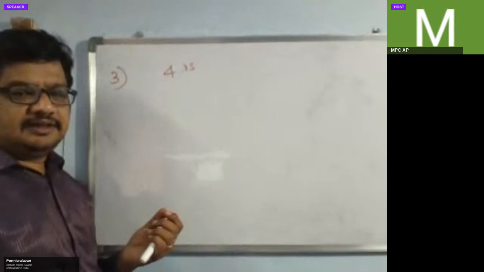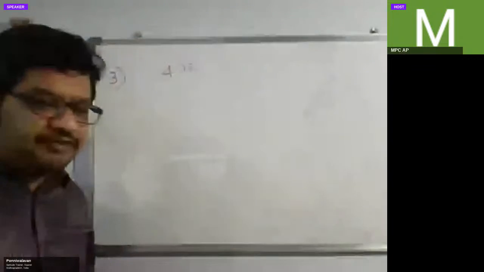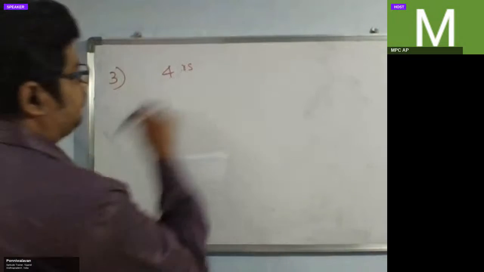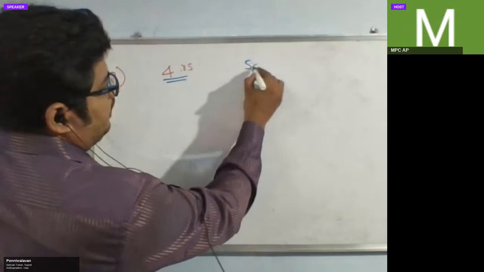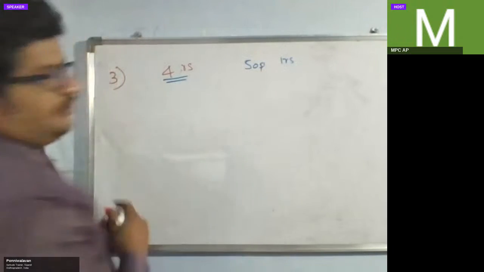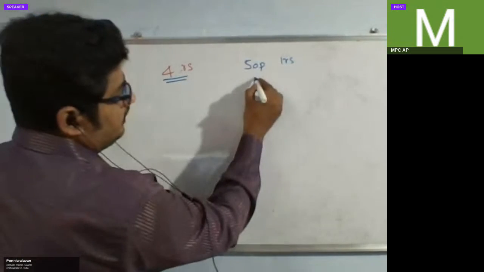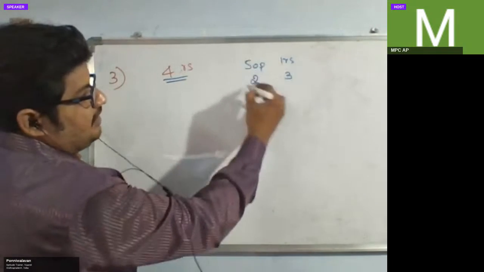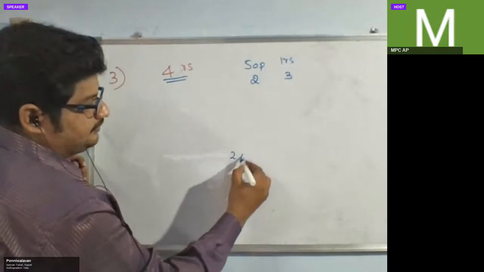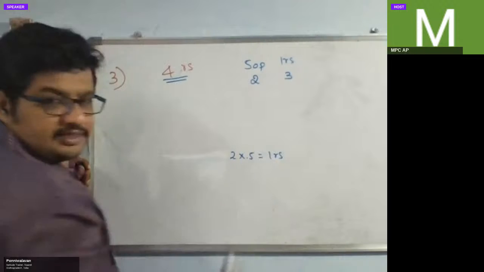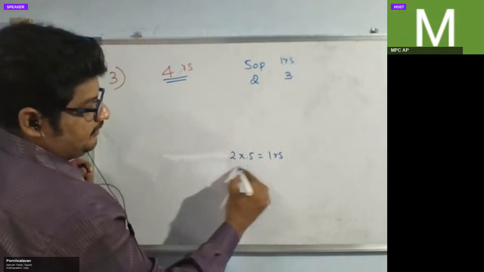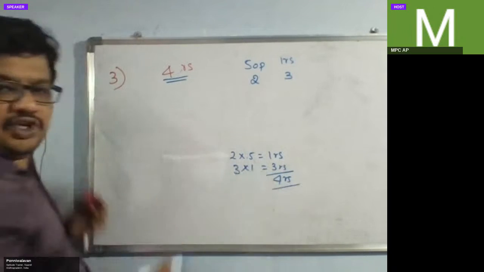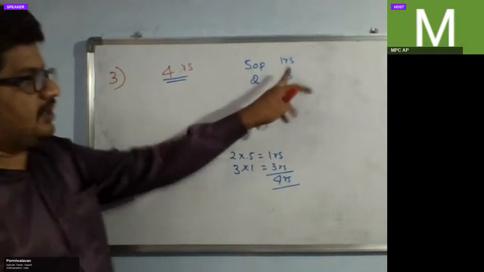Listen. By using 50 paise and 1 rupee coins, what are the possibilities? For 4 rupees, you need to use 50 paise and 1 rupee coins. We can use 2, 3 here. What is the value of 3 fifty paise? 1 rupee. Okay, 3 one rupee coins, 3 rupees. Totally 4 rupees. So this is one possibility.